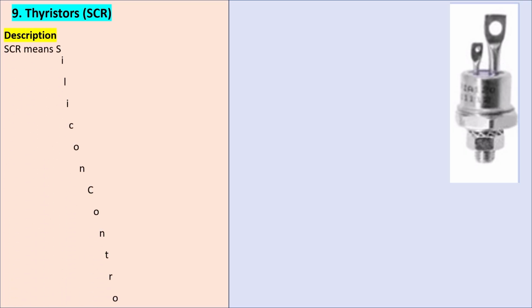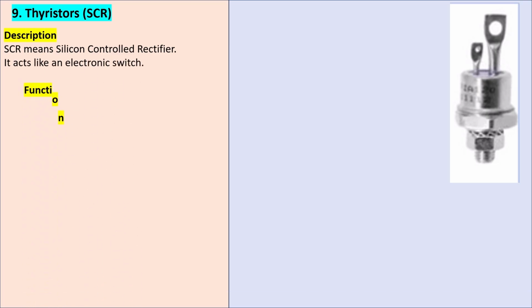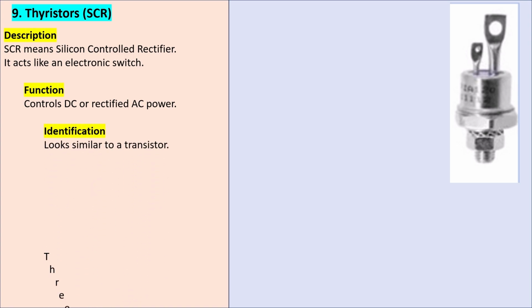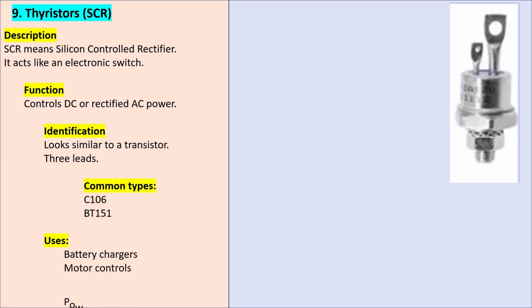Thyristors, SCR. There's a picture of one on the right. Description: SCR means silicon controlled rectifier. It acts like an electronic switch. Function: controls DC or rectified AC power. Identification: looks similar to a transistor, 3 leads. Common types: C106, BT151. Uses: battery chargers, motor controls, power supplies, welding machines.